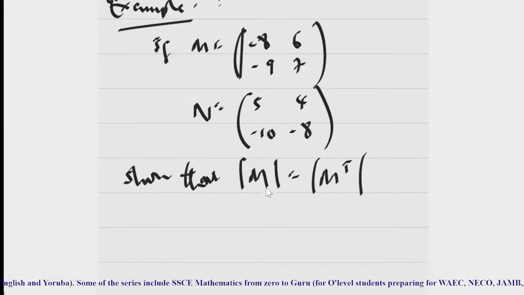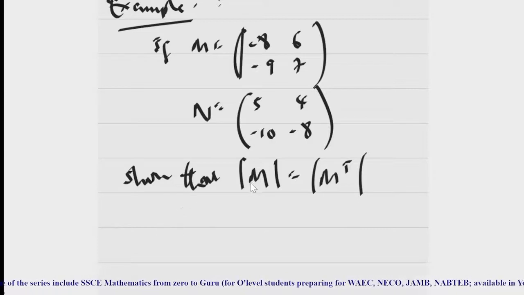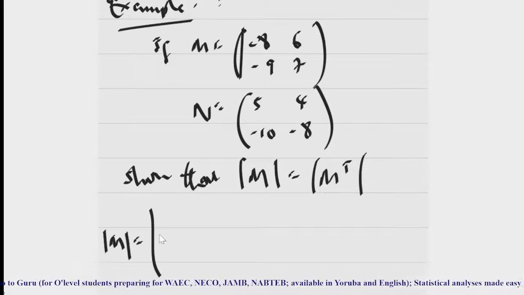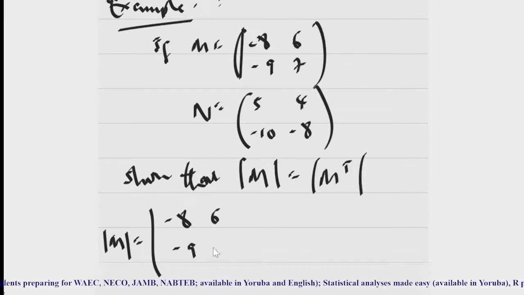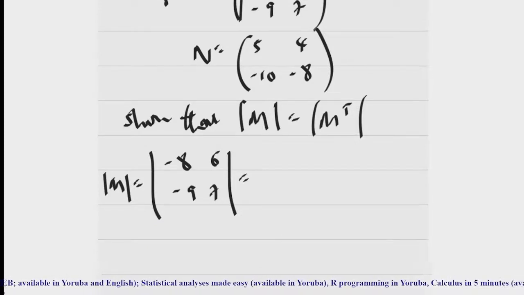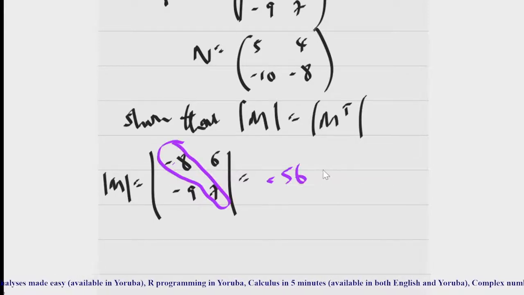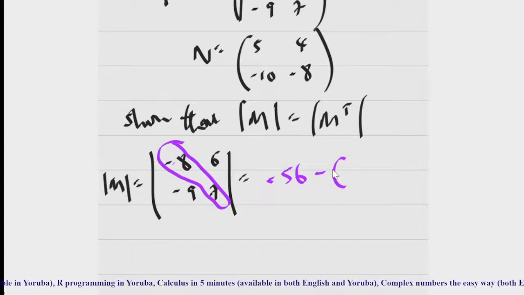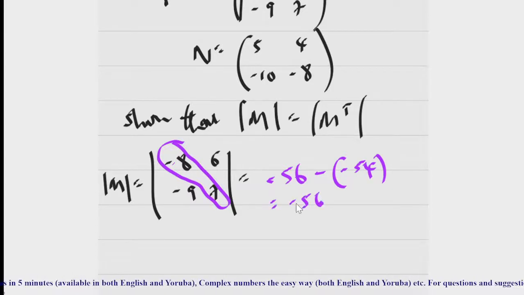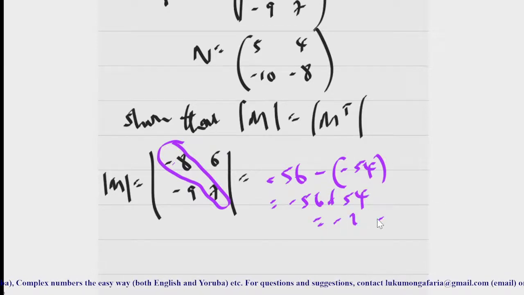Okay, let us see whether we are going to have it. So your M is minus 8, 6, minus 9, 7. So determinant of M is going to be minus 8, 6, minus 9, 7. Don't forget you multiply the elements along the leading diagonal minus those along the second diagonal. So minus 8 times 7 gives me minus 56, minus, what is 9 times 6? That will give me minus 54. Then I'm going to have minus 56 plus 54, and that's going to give me minus 2.